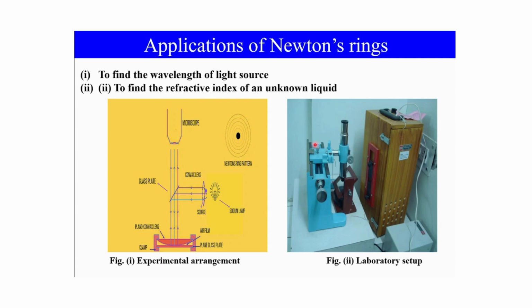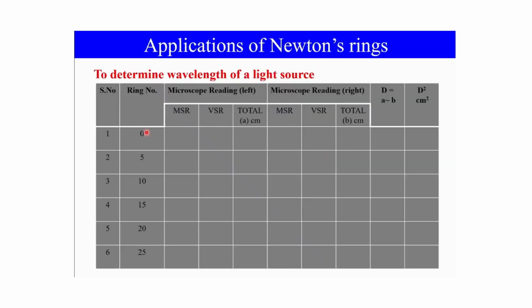As the position of the microscope is going to change, arrange the microscope position from the 0th ring to the 5th ring, 10th ring, 15th ring, 20th ring and 25th ring. Like this, we can move the microscope position to the extreme left side, to any one ring. For example, I am keeping the microscope position at the 25th ring.